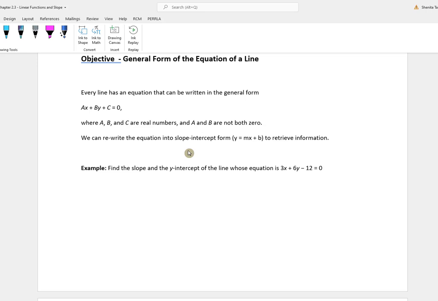Well, it's kind of hard to figure out what the slope and y-intercept would be based on this form. So what we're going to do is solve for y. We're going to write it in slope-intercept form. I wanted to add 12 to both sides. You add 12 to both sides, you get 3x plus 6y is equal to 12.